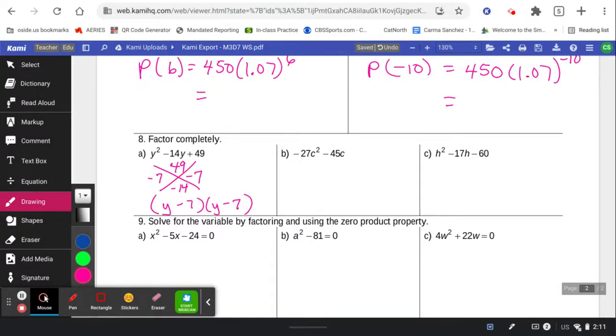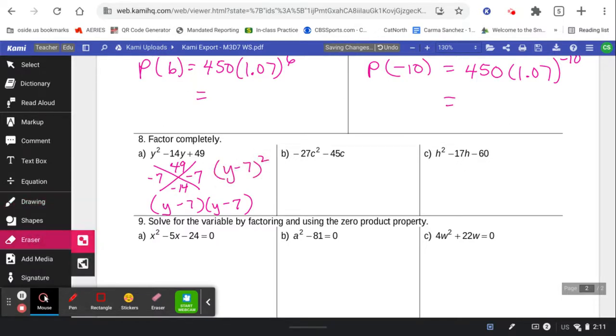We don't set it equal to 0. We don't solve. We just factor. Do not pass go, do not collect 200. So the next one is GCF factoring. Notice there's not three things. Oh, by the way, could this one be rewritten like this? Yes, it's a perfect square. But either way works.